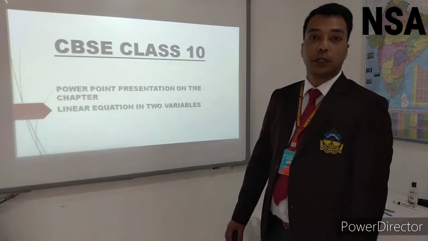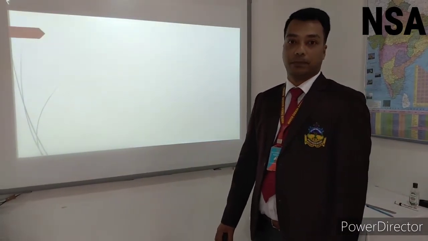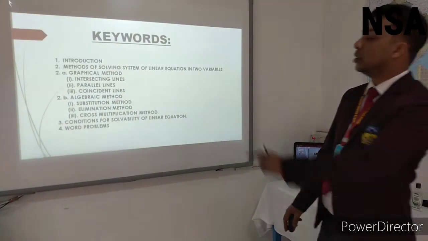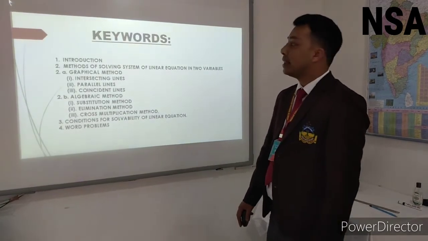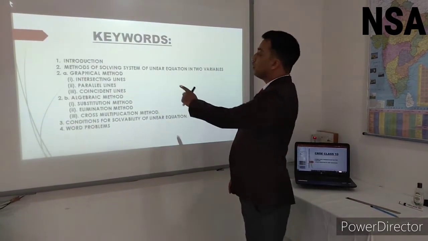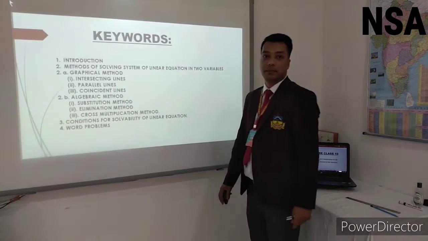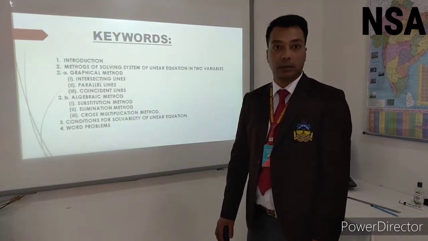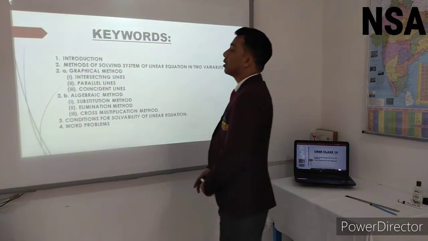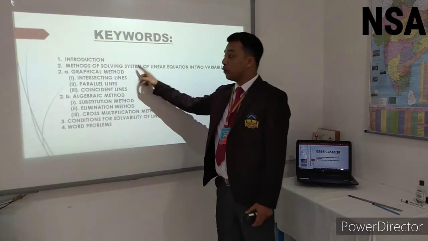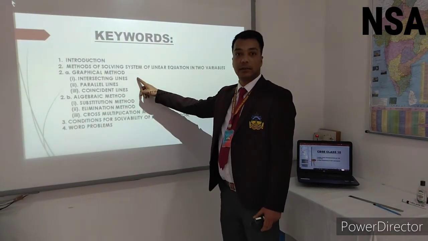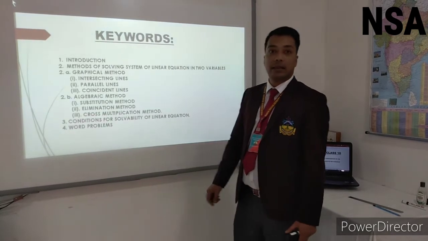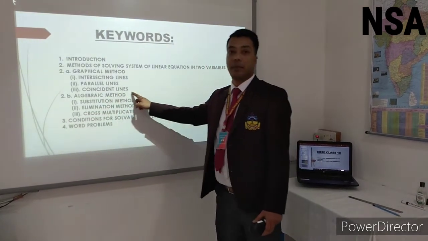Let me first begin with what we have to study in this chapter. Firstly, we have the introduction, then we have the methods of solving the linear equation in two variables. Basically, there are two methods to solve any given linear equation. The first method is the graphical method, in which we have intersecting lines, parallel lines, and coincident lines, and then the second method is the algebraic method.